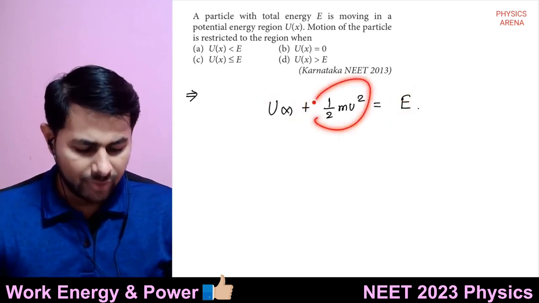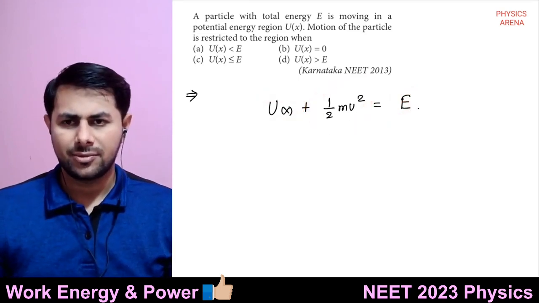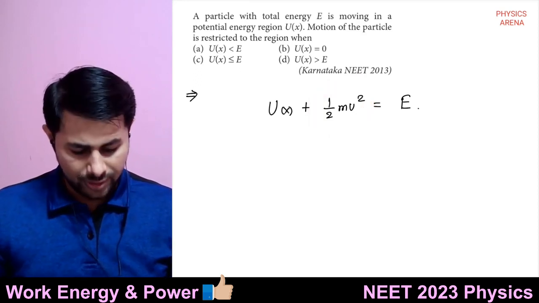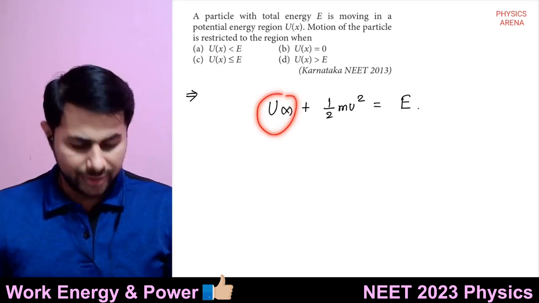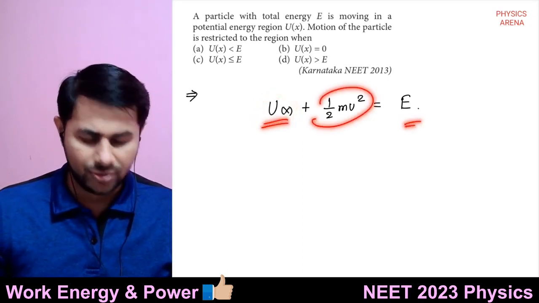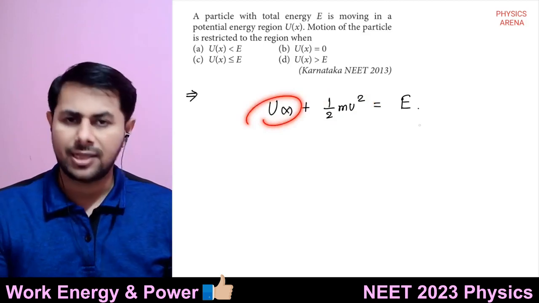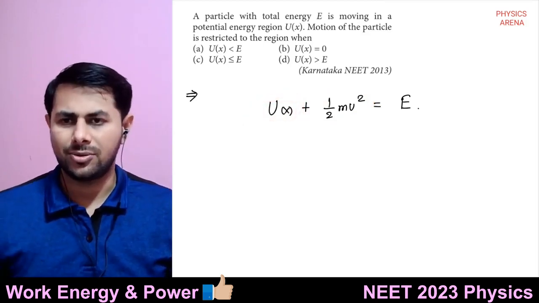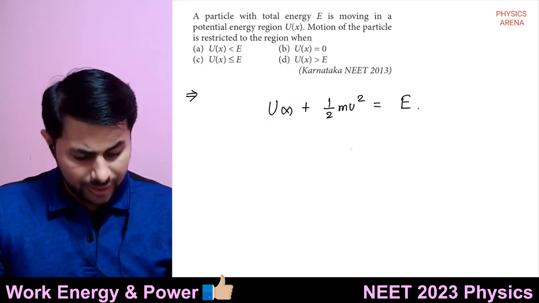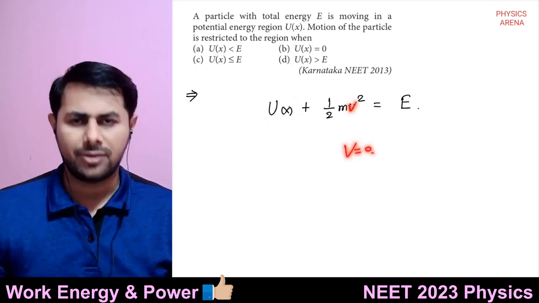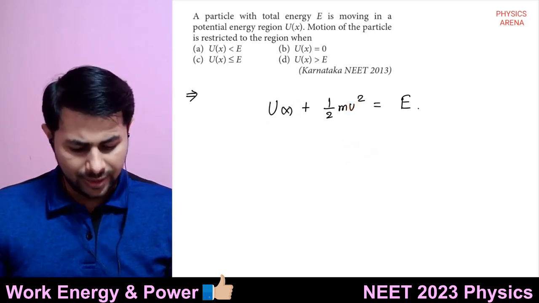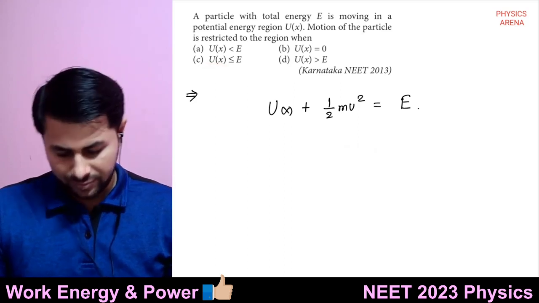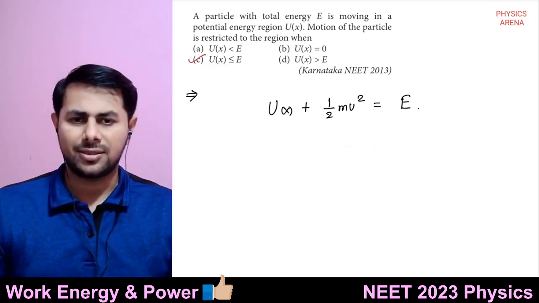At least how much can be the kinetic energy? The minimum value of the kinetic energy will be equal to 0. Since you have to add something to the potential energy to get the total energy, that means potential energy is less than total energy, right? At the most it can be equal to the total energy. When will it be equal? When v, meaning the velocity, is equal to 0. So U of x is less than or equal to the total energy. Option C is the answer.